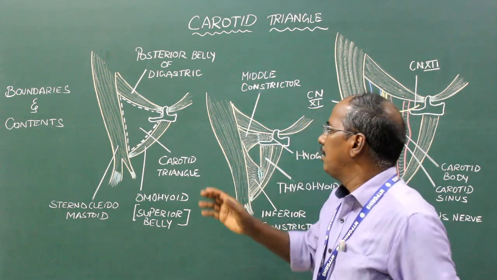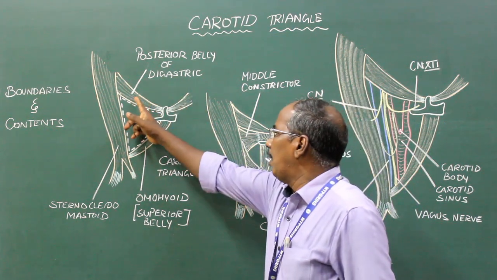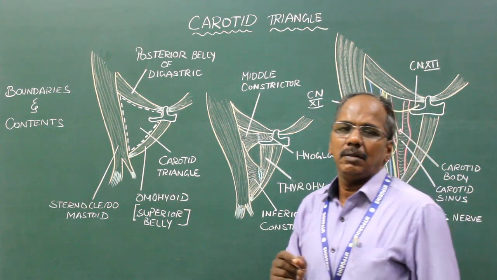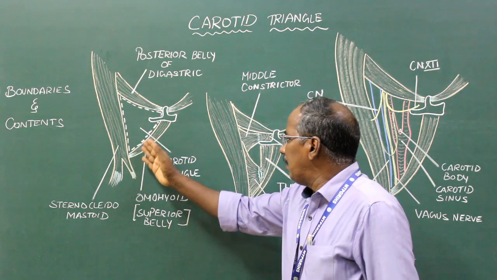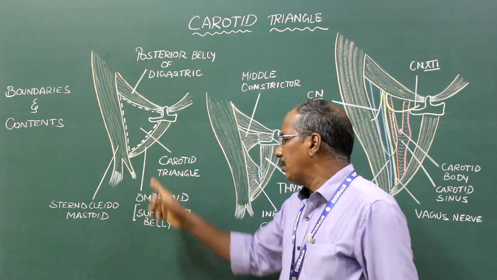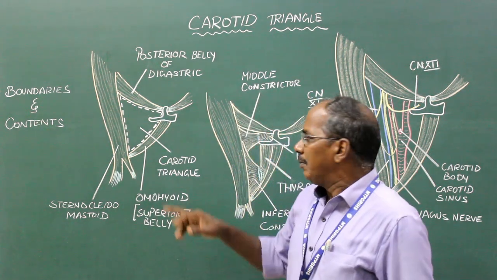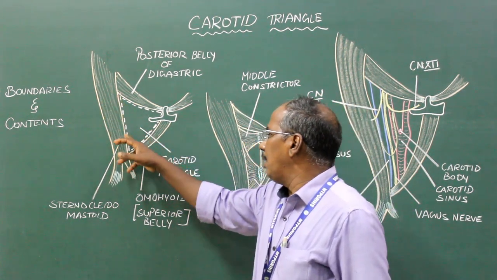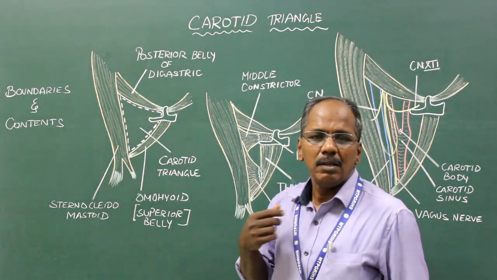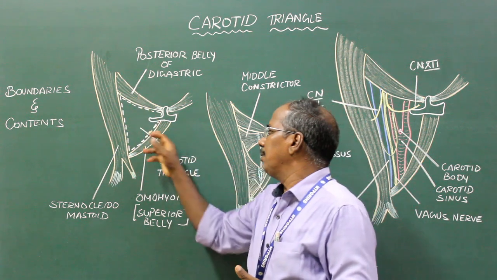Boundaries. Superiorly, it is bounded by the posterior belly of digastric along with stylohyoid. Antero-inferiorly, it is formed by the superior belly of omohyoid. Posteriorly, it is formed by the anterior margin of the sternocleidomastoid muscle. So this is a carotid triangle with the three boundaries.